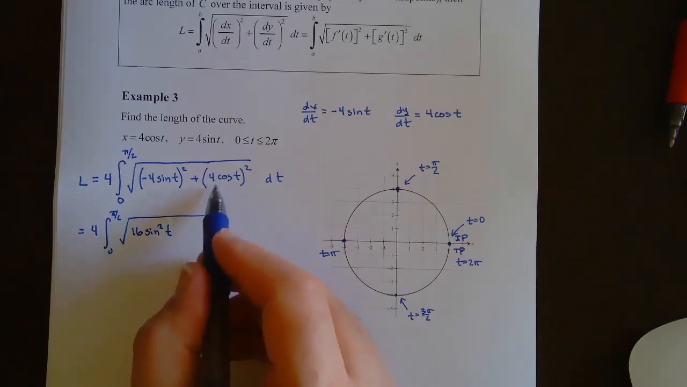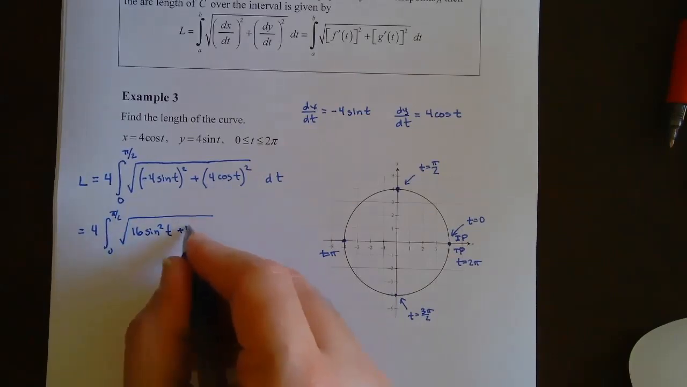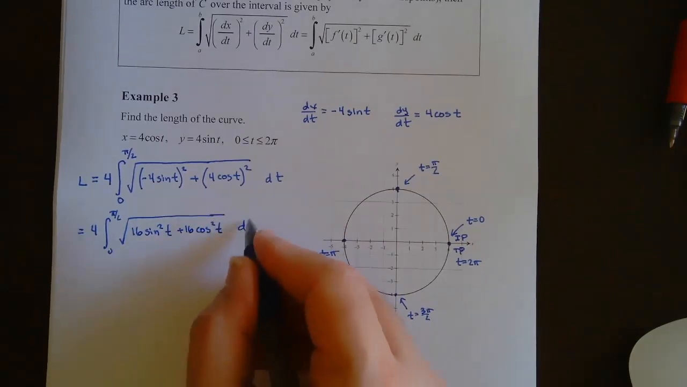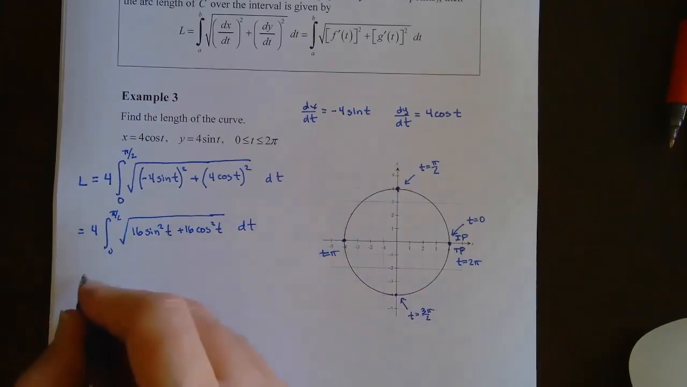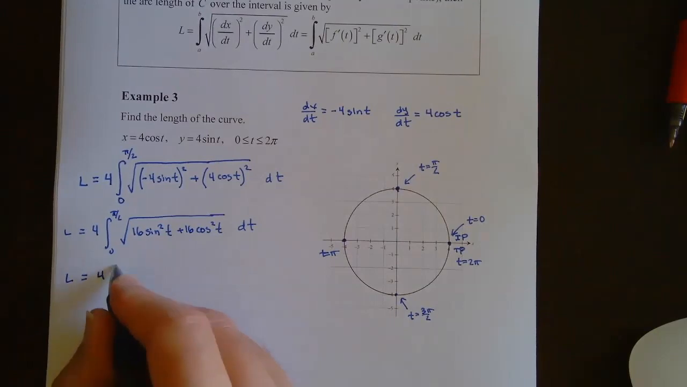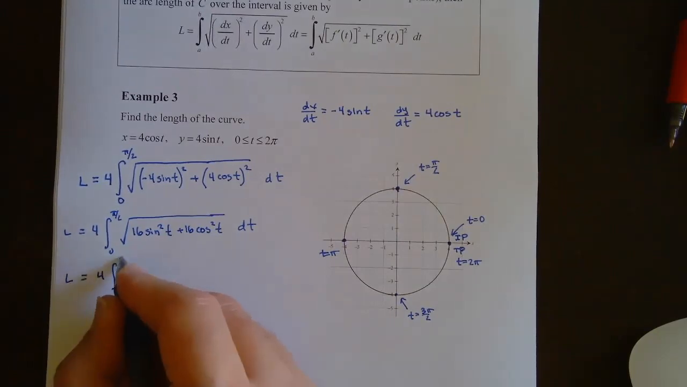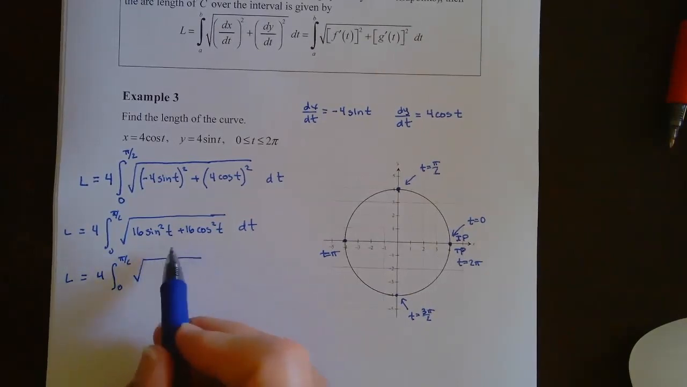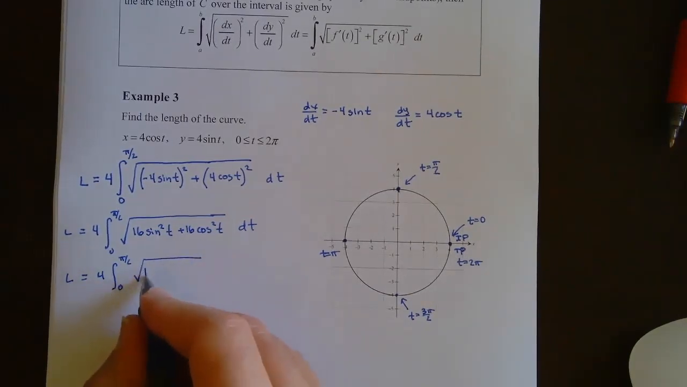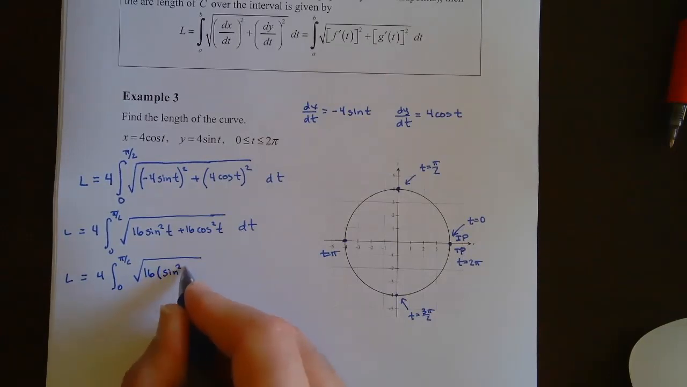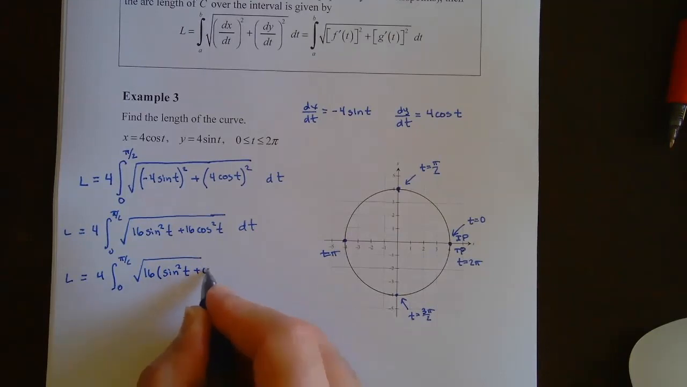And this would be plus 16 cosine squared t. This one's actually not going to be one that's bad by hand, okay? I know it looks awful right now, okay? So the arc length is equal to 4 times the integral from 0 to pi over 2 of the square root of, okay, so these two I can factor out as 16, and we have sine squared t plus cosine squared t.